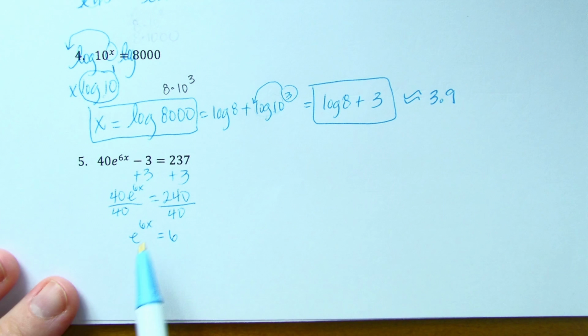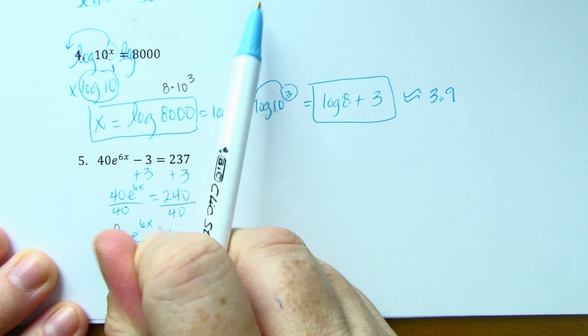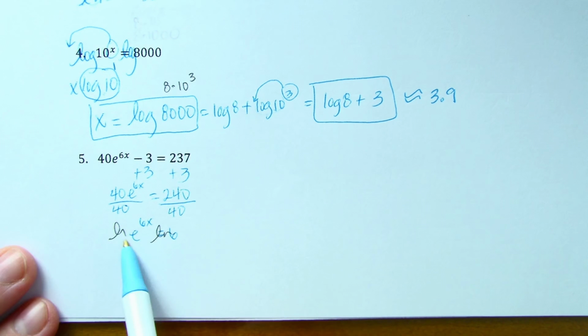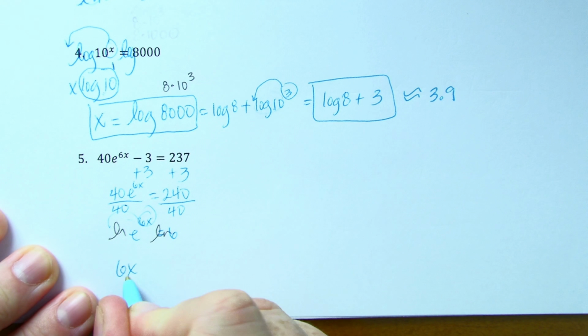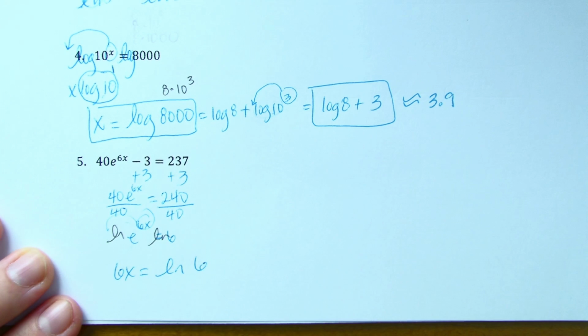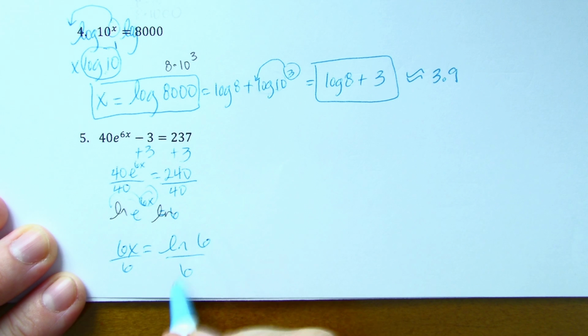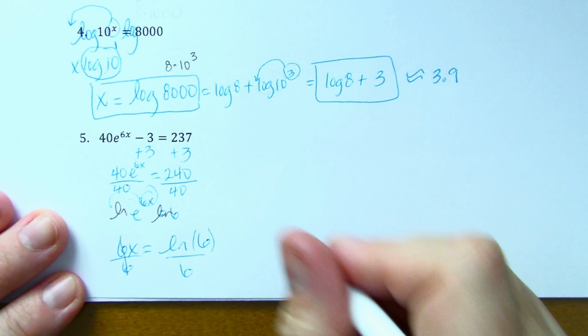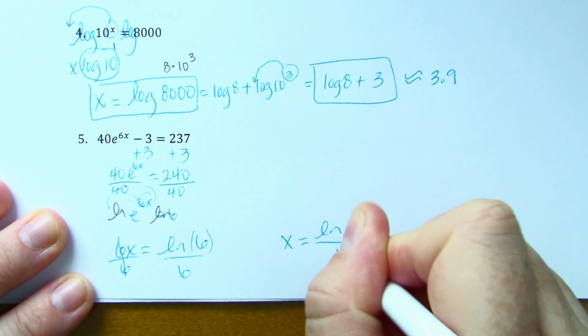And now because I see an e here, I'm going to take the natural log of both sides. And remember, base is the same. The 6x can come out front. That'll just be 1. So I have 6x equals the natural log of 6. And then I can divide both sides by 6. Those do not cancel out. This is inside the logarithm, so it can't cancel out. Don't do that. And then x is equal to the natural log of 6 over 6.